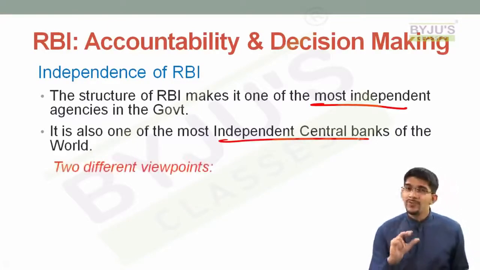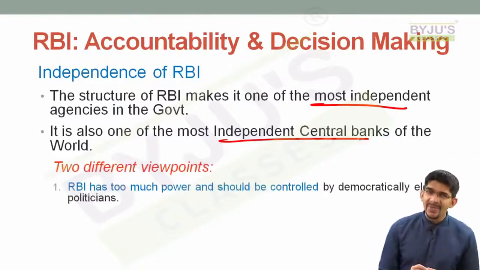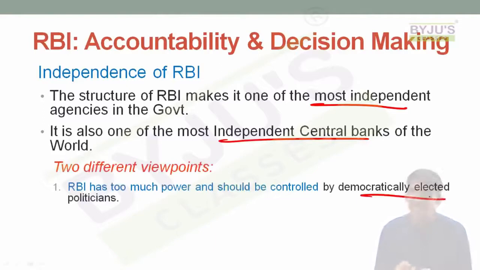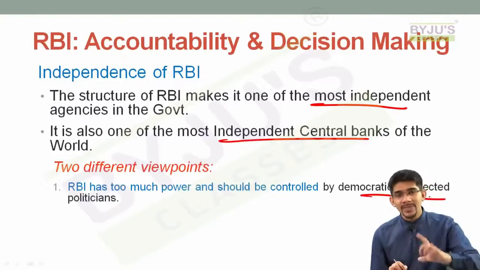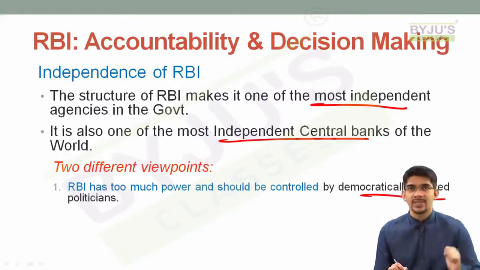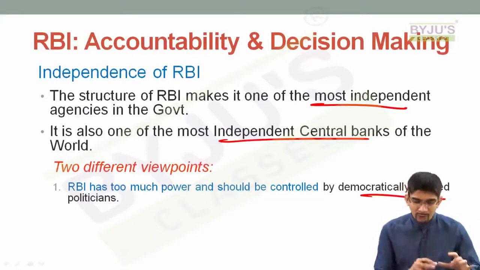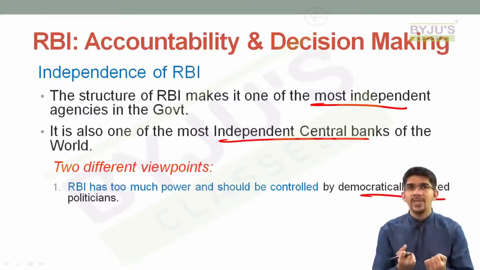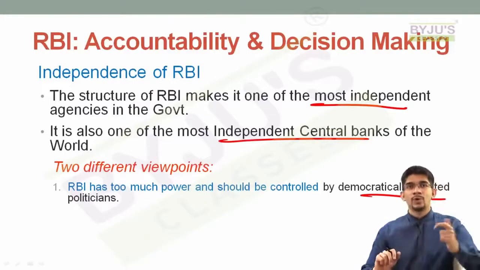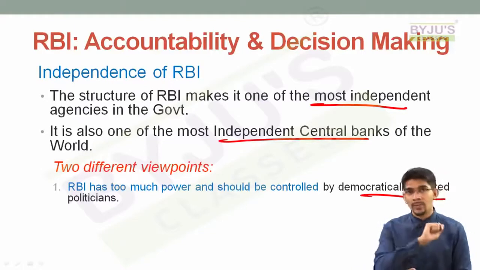Now, there are two different viewpoints about the RBI. One is that RBI has too much power and should be controlled more by a democratically elected government. The question here becomes, how can so much power be vested in a non-democratically selected person, such as the RBI governor? So one viewpoint says we have to control RBI's power so that a democratically elected government has power over the RBI or power over the monetary policy making.